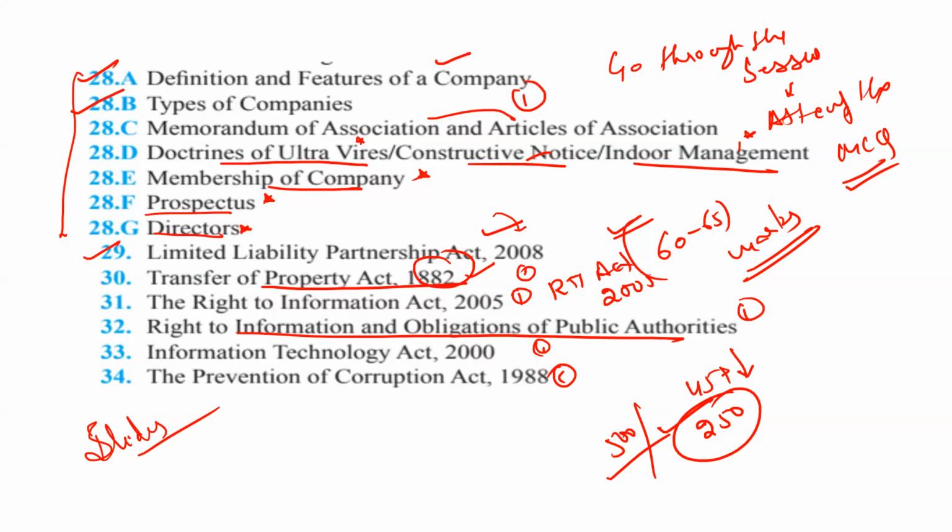After that, the Information Technology Act 2000. And the last one is the Prevention of Corruption Act 1988. This one is a newly included topic, the Prevention of Corruption Act 1988.